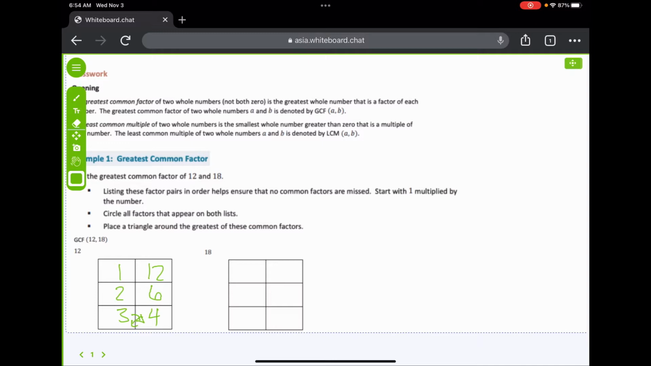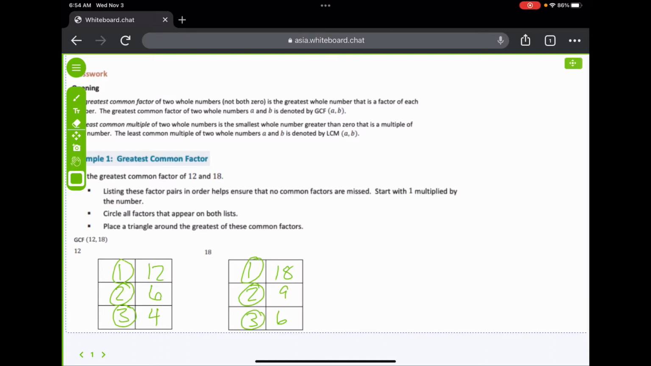Now, let's do 1 and 18 for 18. We have 2 and 9. And then we have 3 and 6. This is where they would cross over. 4 and 5 doesn't work because 18 is not divisible by 4 or 5. So here they would cross over back to 6 and 3, and we don't care about that. We're done. Now it says circle the factors that appear on both lists. Well, 1 and 1, 2 and 2, 3 and 3, and that's it.